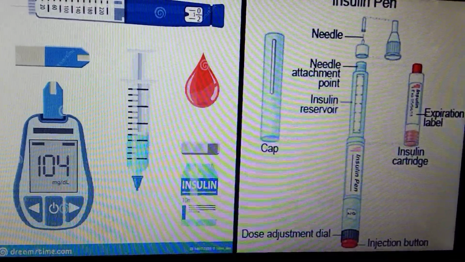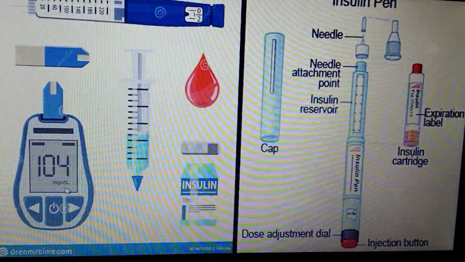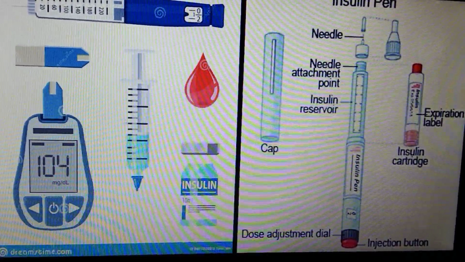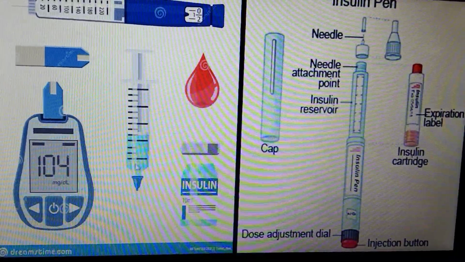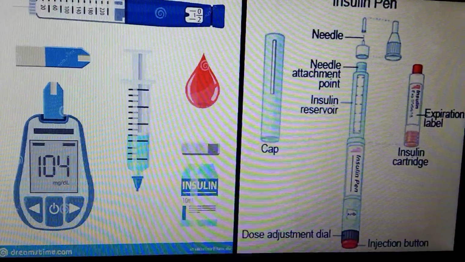As you can see here, how do we measure diabetes? This is what measures it. This is the syringe injection. This is the bottle of insulin.